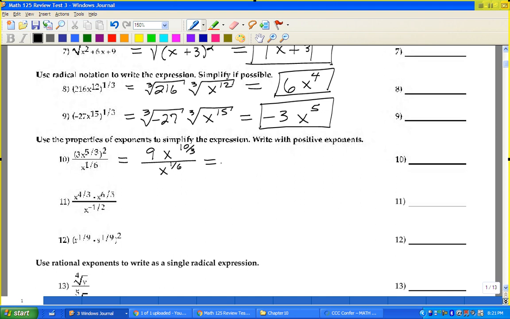Let me write. So I have x's in the numerator and denominator. Since I have the same base, I subtract exponents. So let's subtract 10 thirds minus 1/6. Well, in order to do that, I need a common denominator. So let me multiply and divide by 2 here. And so this is the same as 9x to the 20 sixths over x to the 1/6.